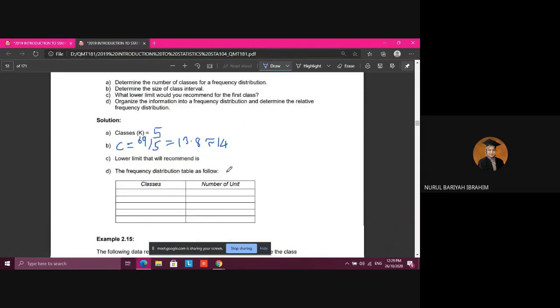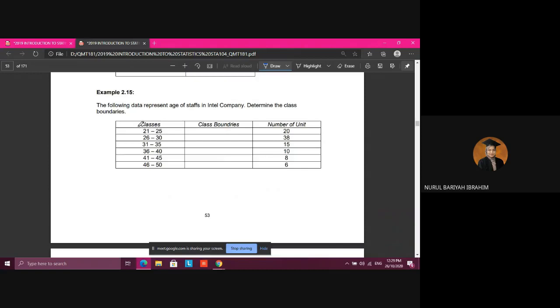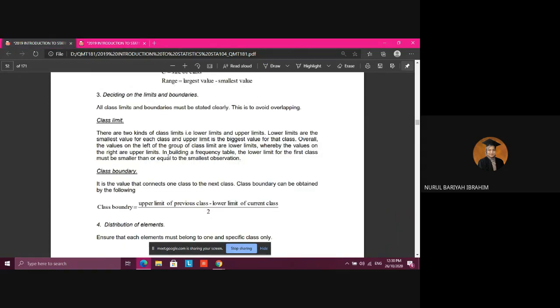For example, this one earlier. Okay, this is the lower limit for the first class. This is the upper limit for the first class. This is the lower limit for the second class. This is the upper limit for the second class. Okay, that is the upper limit and lower limit. Okay, and then read this one too.